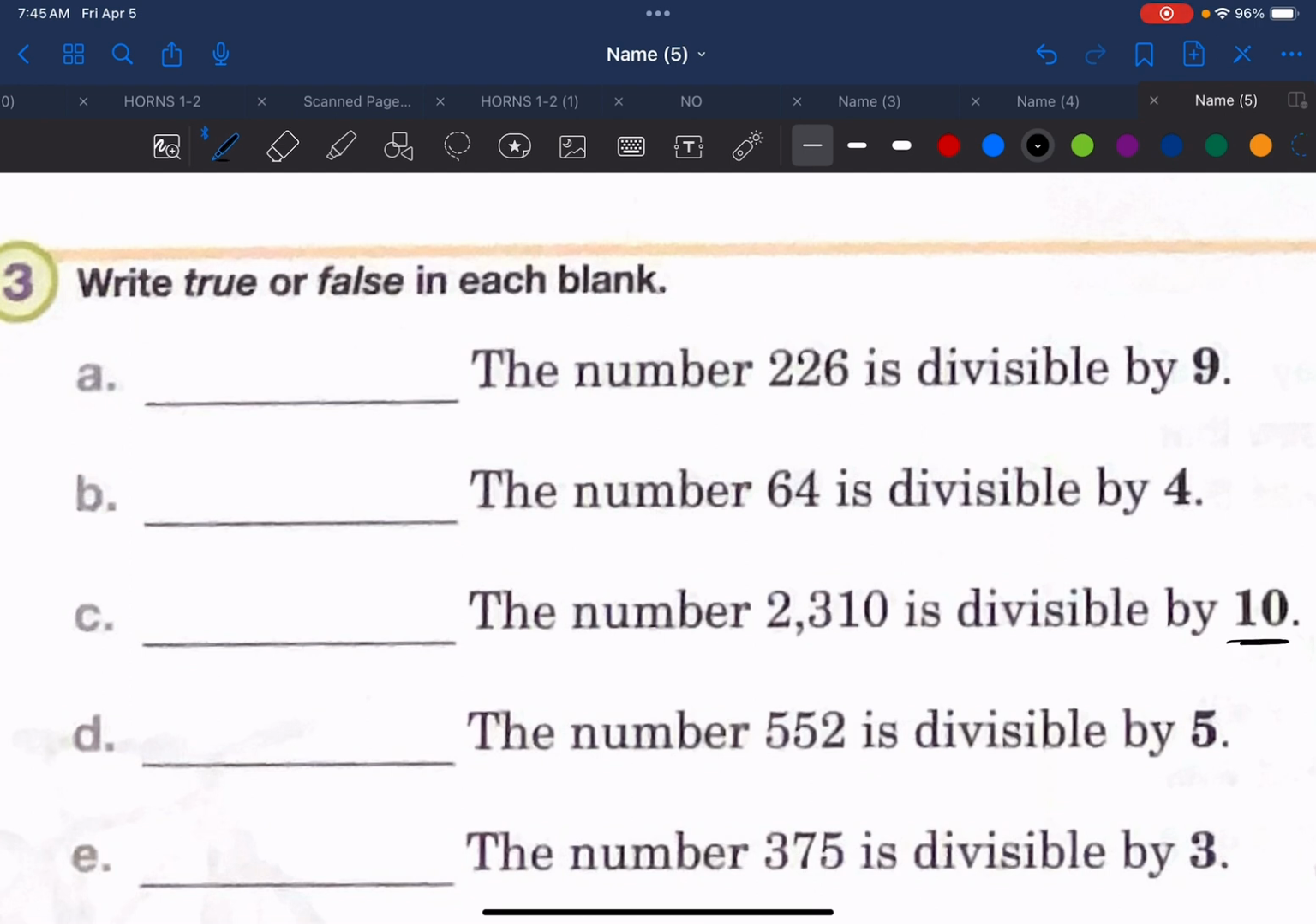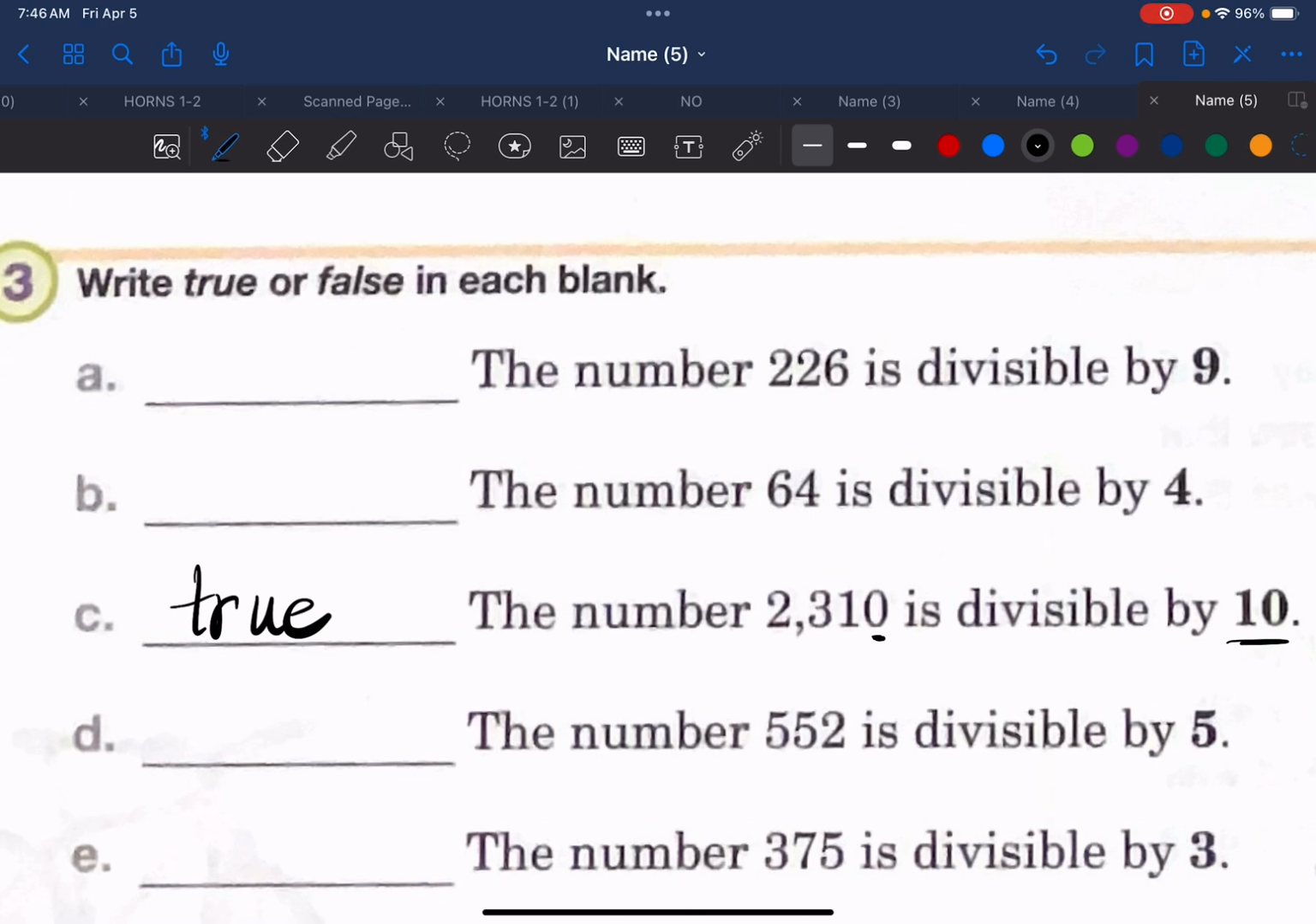10, if we skip count by 10, well, anything that has 10 is going to end in a 0. And it can only end in a 0 because 10, 20, 30, 40, 500, 510, 520. I'm counting by tens. So this one for C would be true. And you do need to write the word true or the word false. We're not just writing T and F. Those look too much alike.